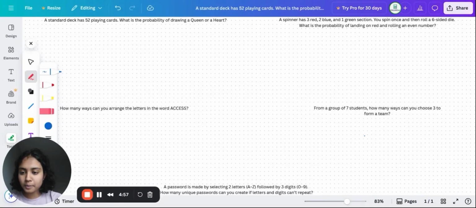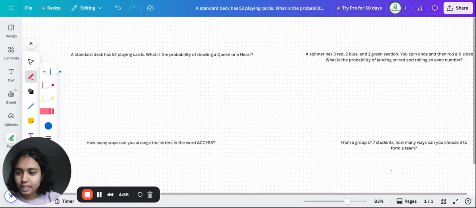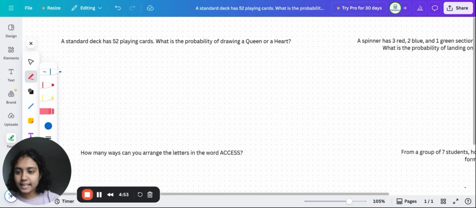Let's solve some basic probability and counting questions together. Let's start off with our first question. A standard deck has 52 playing cards. What is the probability of drawing a queen or a heart?